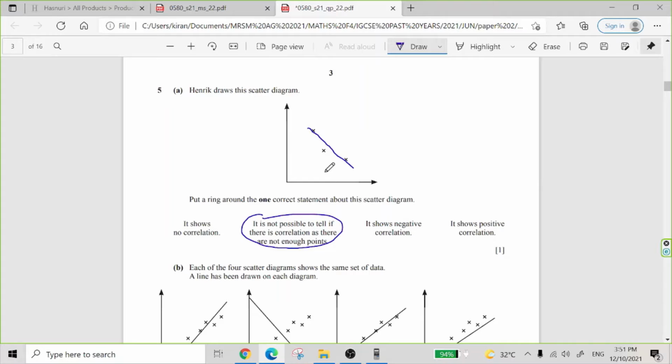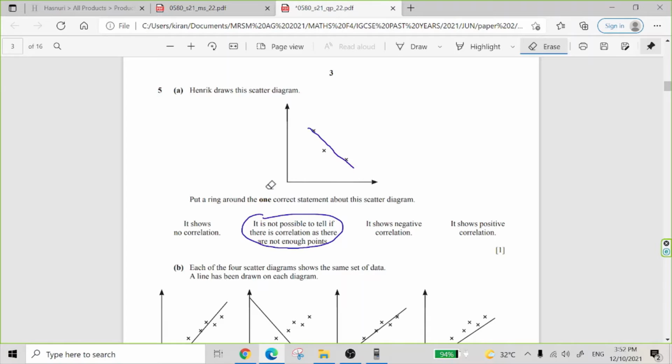To make the balance for the scatter diagram, the leftover points upward and downward of the line must be in equal numbers. It means that if we have one here under the graph, there should be another one above the graph. Since there are not enough points, we can't say whether there is correlation or not.